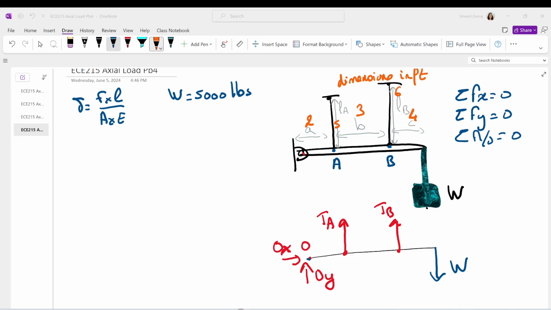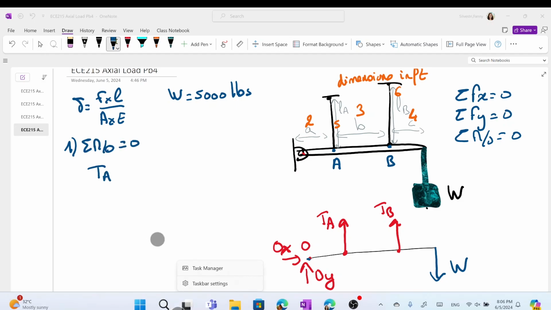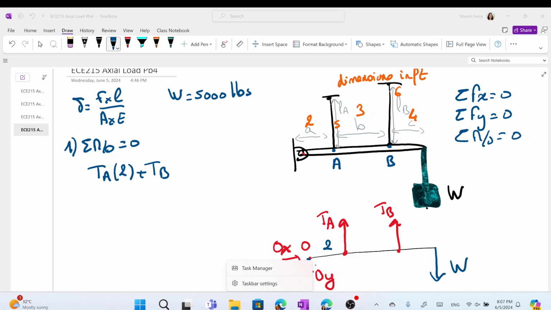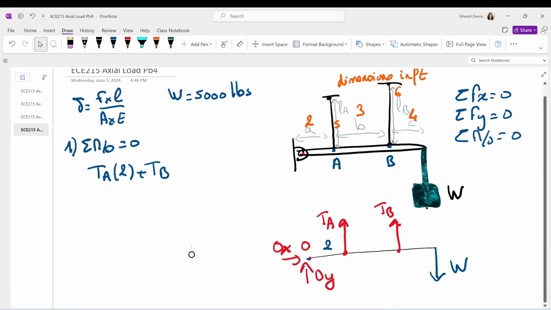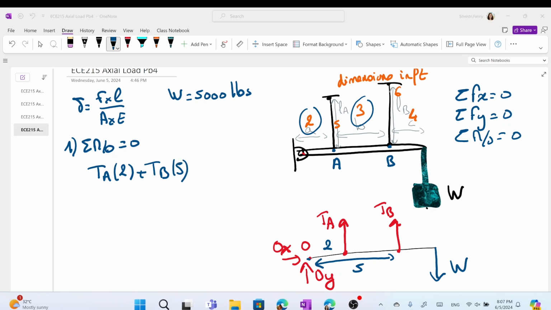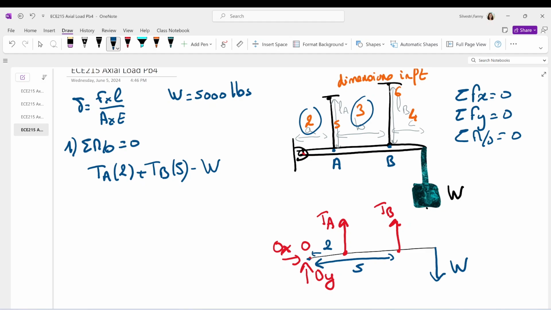There is a first equation that we will use that we learned in statics, the famous equation of moment. So let's do the sum of the moments about O equals 0. What do we have? We have TA that creates a positive moment times 2, this distance, plus TB times the total distance from O, so this is 2 plus 3 times 5, minus the weight W times the total distance from O, which will be 2 plus 3 plus 4, so 9, times 9 equals 0. So we can write this equation: 2TA plus 5TB equals 9 times 5,000.